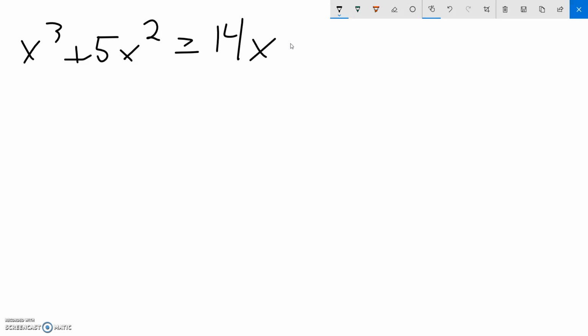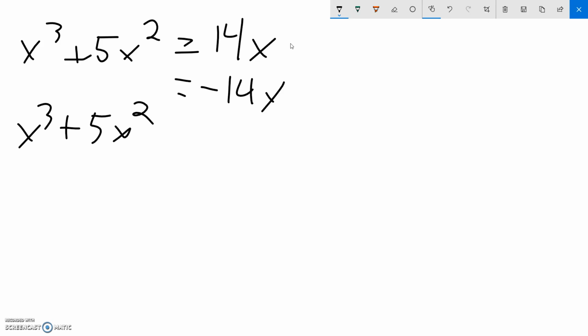So this could be changed into a standard quadratic equation form. What we would have to do is subtract 14x from both sides, which would give us x to the third plus 5x squared minus 14x equal to 0. The next step is, it's still not standard form because we've got third power here, second power there, and we still have a variable here, so we need to get rid of those.